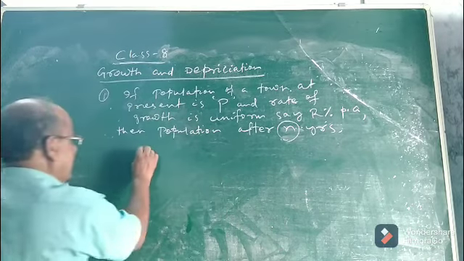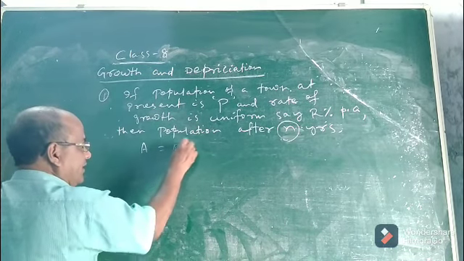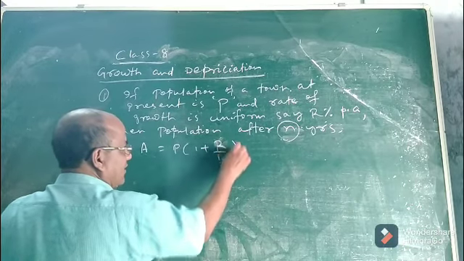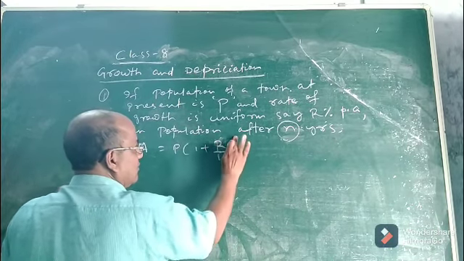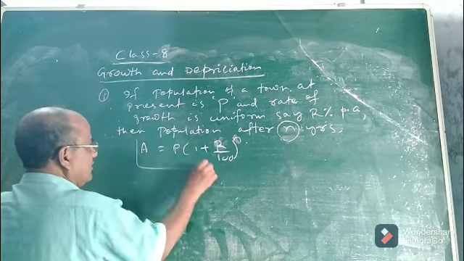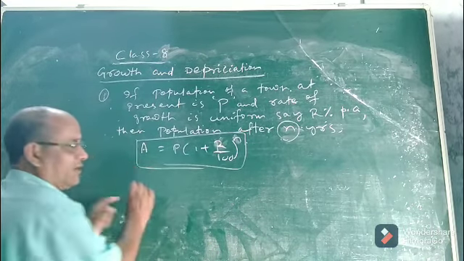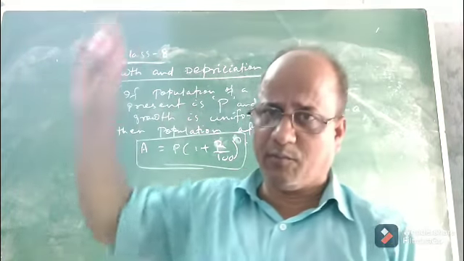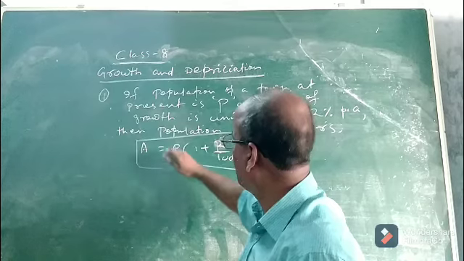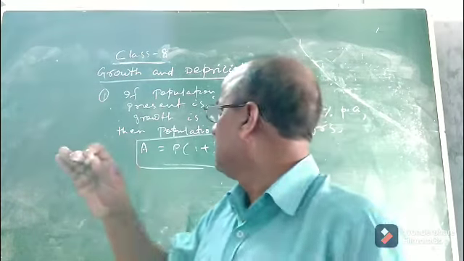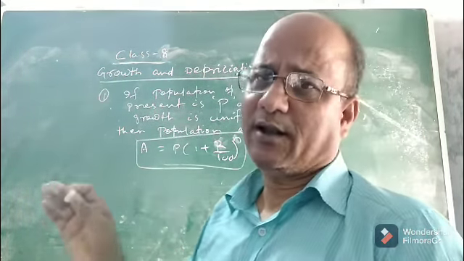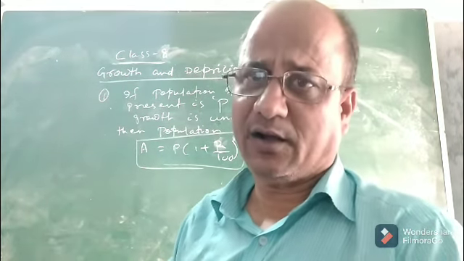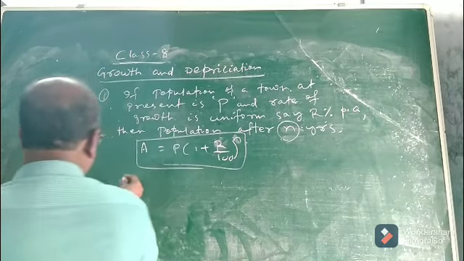It will be given by the same formula for amount: P into (1 plus R by 100) whole to the power n. You see, this was the formula to calculate amount in compound interest after n years. And the same formula you will apply to find the total population after n years if the rate of growth is uniform, that is at R% per annum.